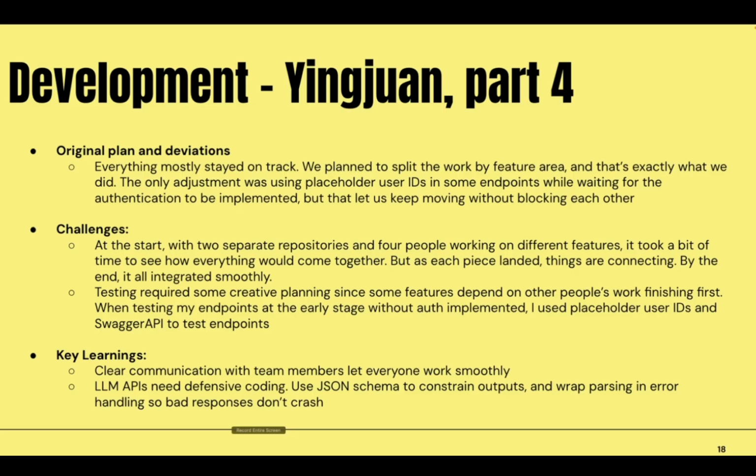The key takeaway I had from this project is that clear communication with teammates was huge. And when working with LLM APIs, you need defensive coding. You need to use JSON schema to constrain outputs and wrap parsing in error handling, so bad responses don't crash the app instead of breaking everything.